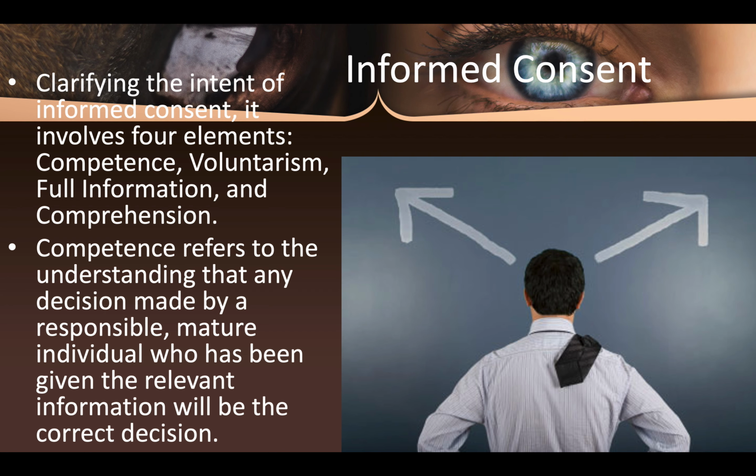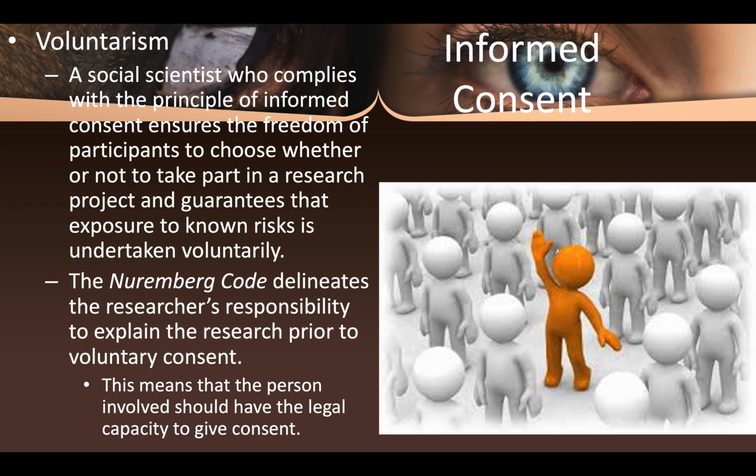Clarifying the intent of informed consent, it involves four elements: competence, voluntarism, full information, and comprehension. Competence refers to the understanding that any decision made by a responsible, mature individual who has been given the relevant information will be the correct decision. Voluntarism: a social scientist who complies with the principle of informed consent ensures the freedom of participants to choose whether or not to take part in a research project and guarantees that exposure to known risks is undertaken voluntarily.